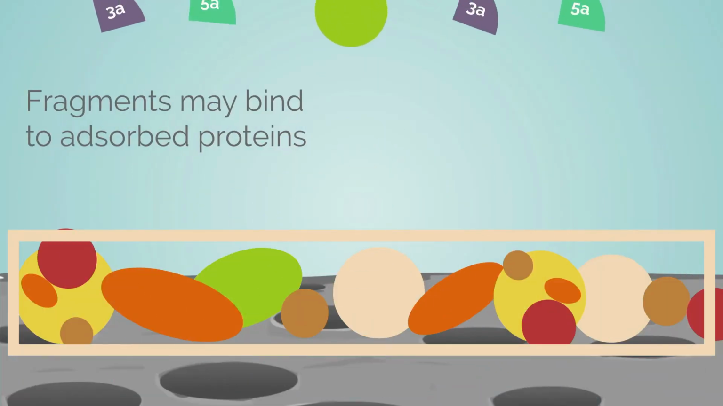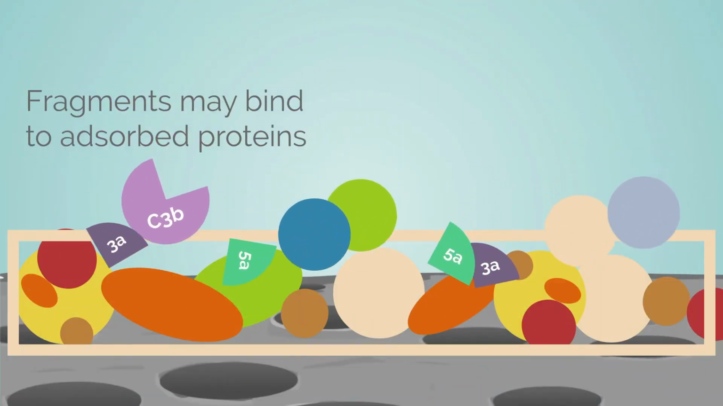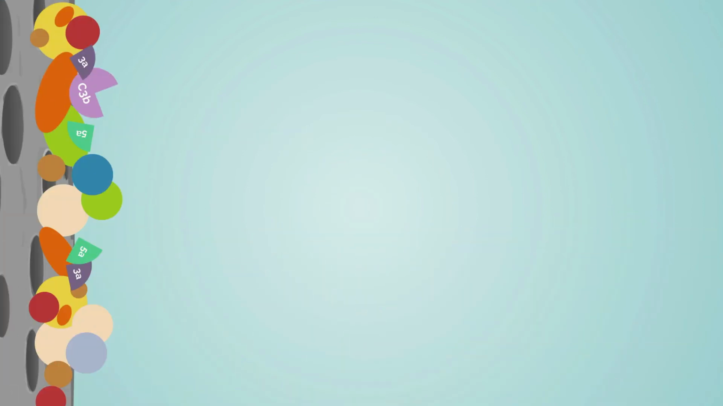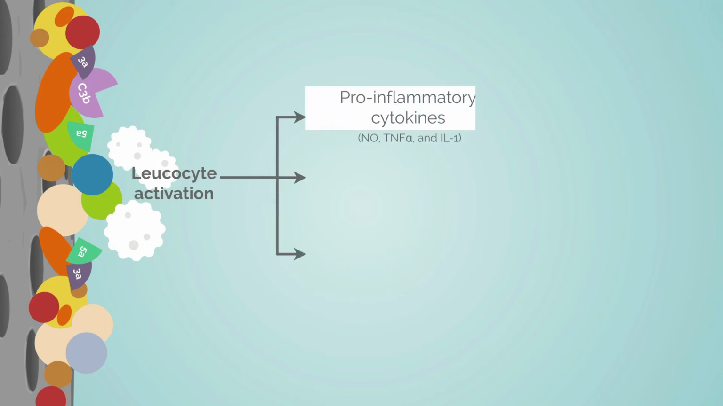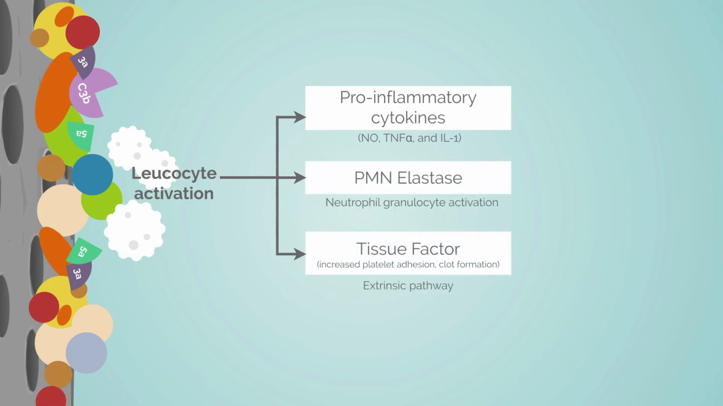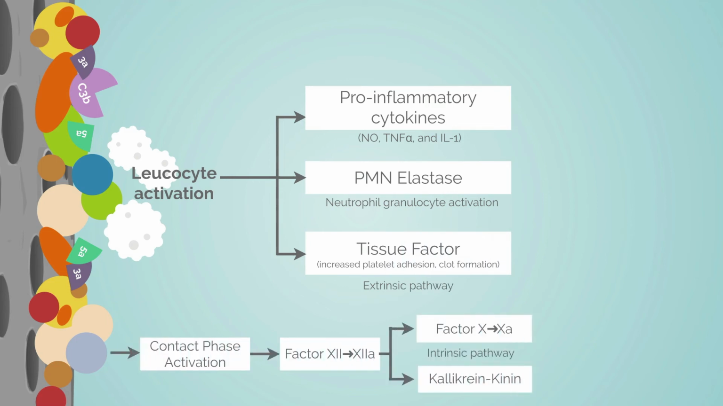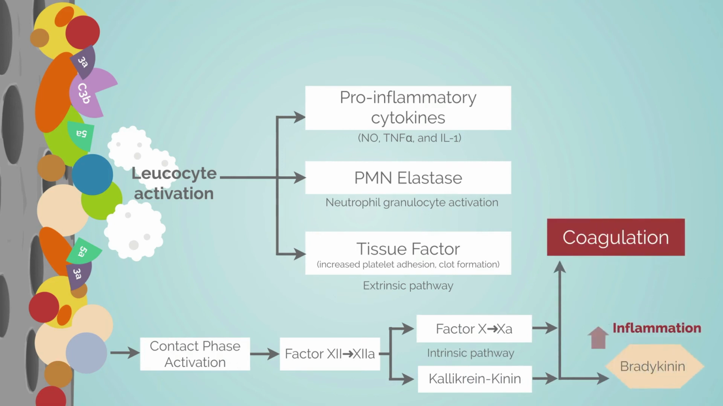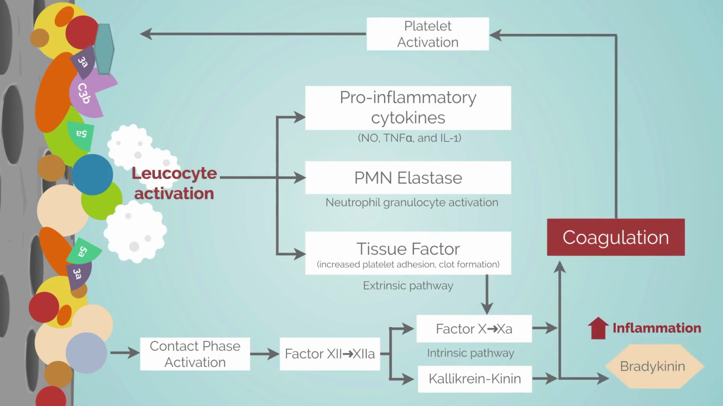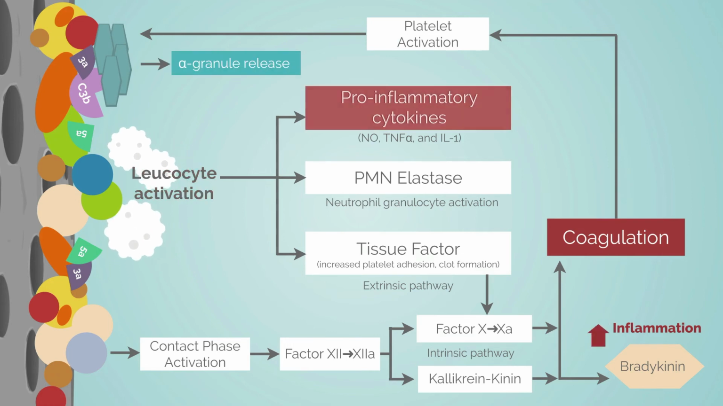Such fragments and soluble peptides may bind to adsorbed proteins on the membrane surface. All complement fragments have been shown to bind to leukocyte receptors, triggering inflammation, including pro-inflammatory cytokine release. Additionally, the adhesion and activation of leukocytes lead to the release of polymorphonuclear elastase or tissue factor. Membranes also activate the intrinsic pathway and plasma kallikrein-kinin coagulation systems. Kallikrein and bradykinin can activate leukocytes or stimulate the production of nitric oxide, TNF-alpha, and interleukin-1, further promoting inflammation.